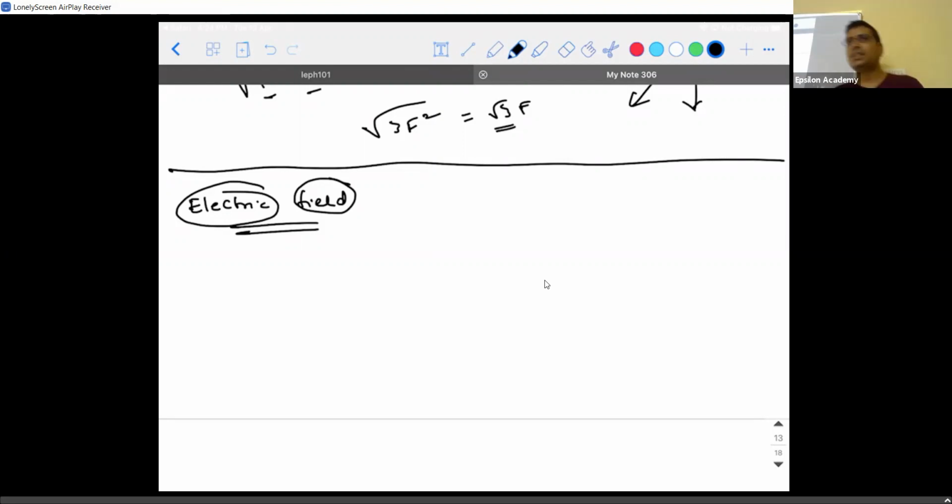So please write it down. The region around a charge or charge distribution where the electrostatic force can be experienced is called electric field. I hope it is clear.